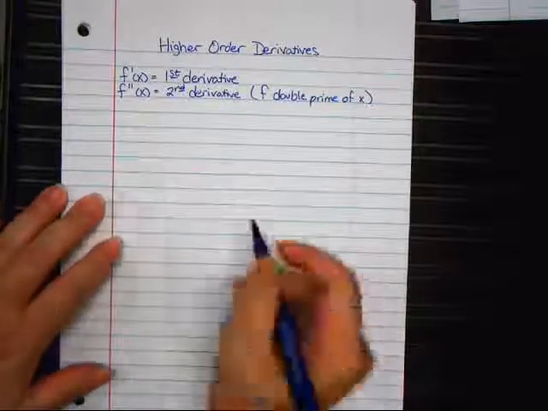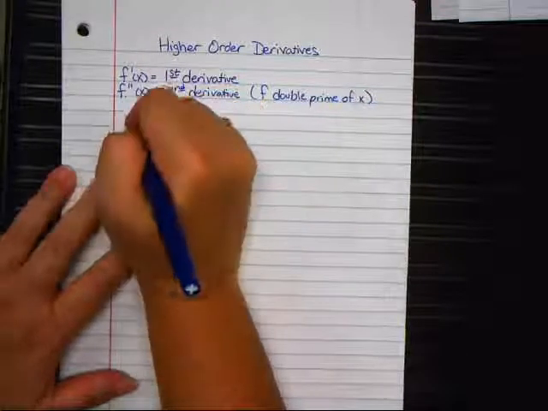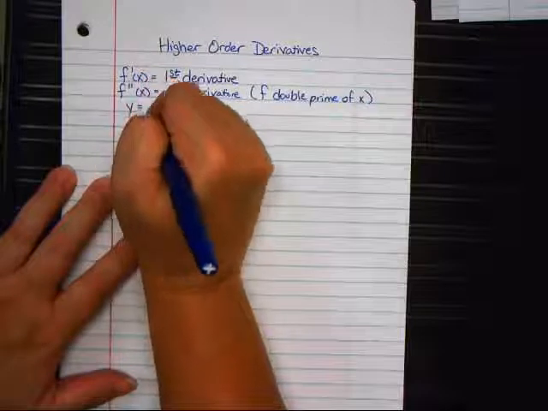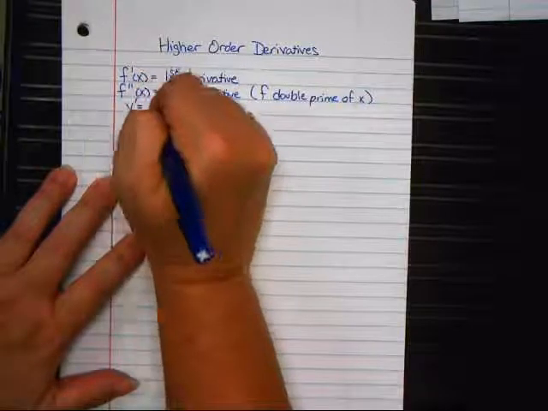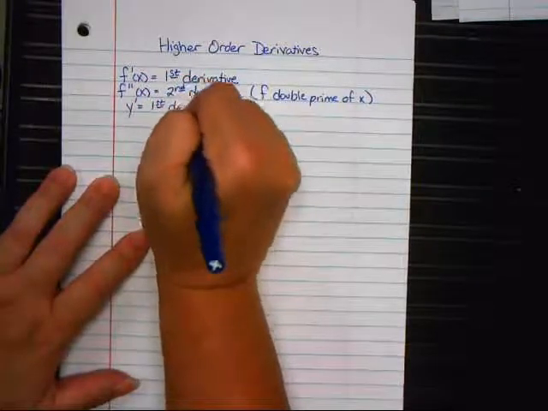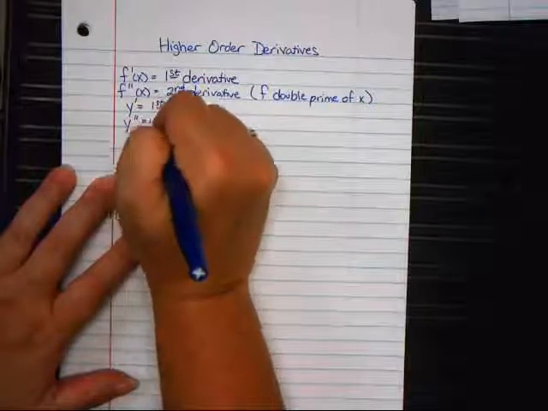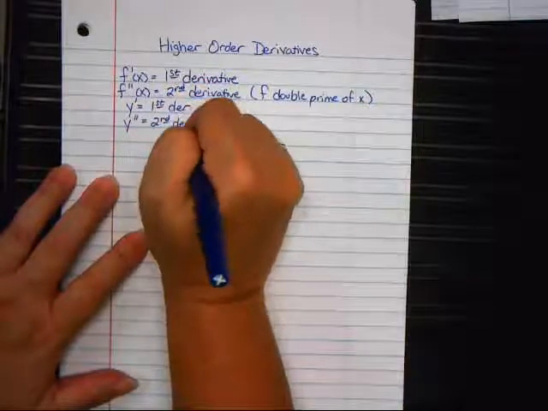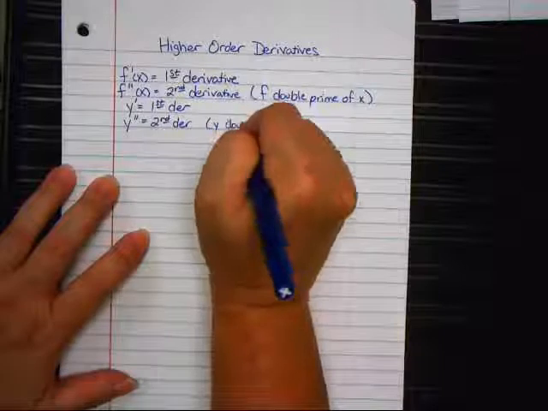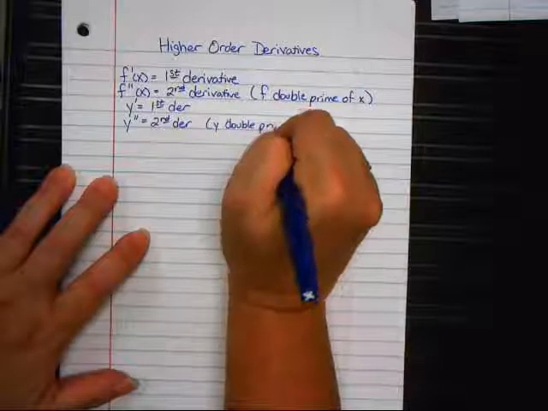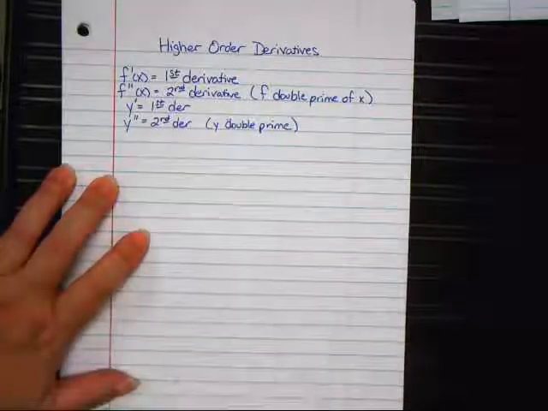Okay. Now, here's a couple other ways to write it. You know that y is the original function. Y prime is the first derivative. Y double prime is the second derivative. You just write two of them up there. This is y double prime. Okay?